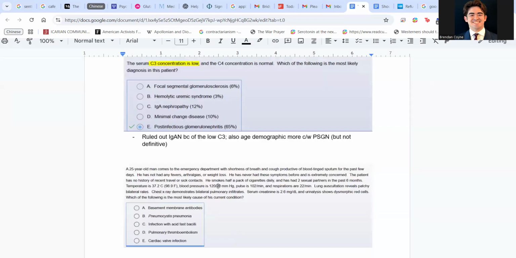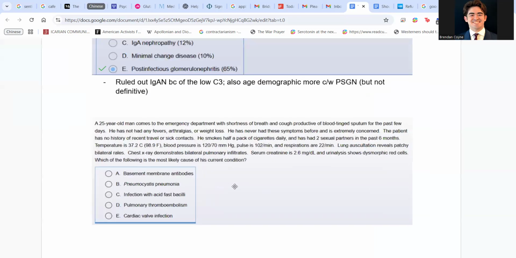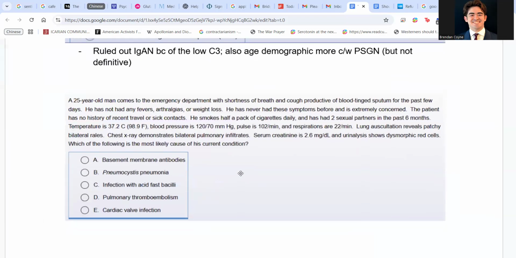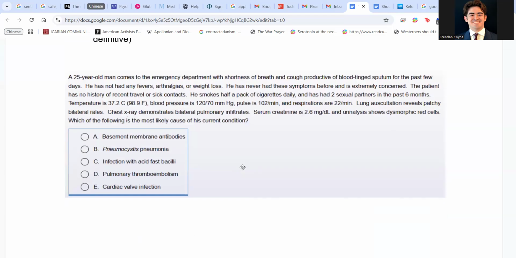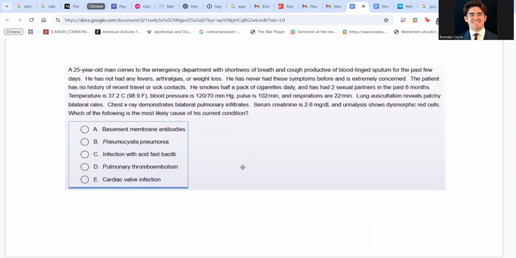All right, so if you're ready, on to the next question. A 25-year-old man comes to the emergency department with shortness of breath and cough productive of blood-tinged sputum for the past few days. He's not had any fevers, arthralgias, or weight loss. He's never had these symptoms before and is extremely concerned. The patient has no history of recent travel or sick contacts. He smokes half a pack of cigarettes daily, and he has had two sexual partners in the past 6 months.